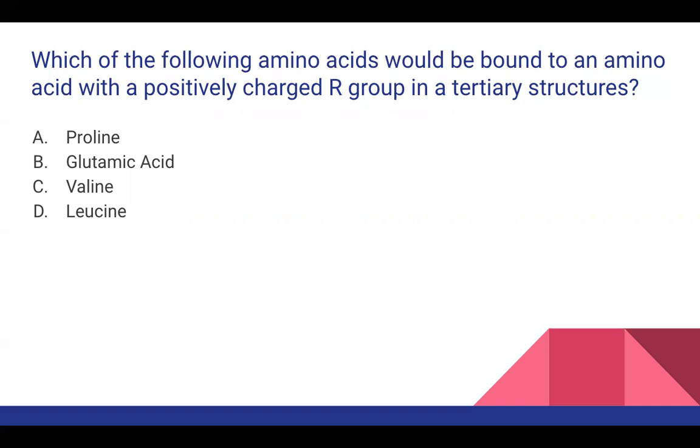B. Say B? Yeah. Why? Exactly. If people on Zoom didn't hear it, we said that B would be the right answer, and that's because glutamic acid is a negatively charged amino acid R group, and it would interact with a positively charged R group, such as lysine, and that would form an ionic bond.